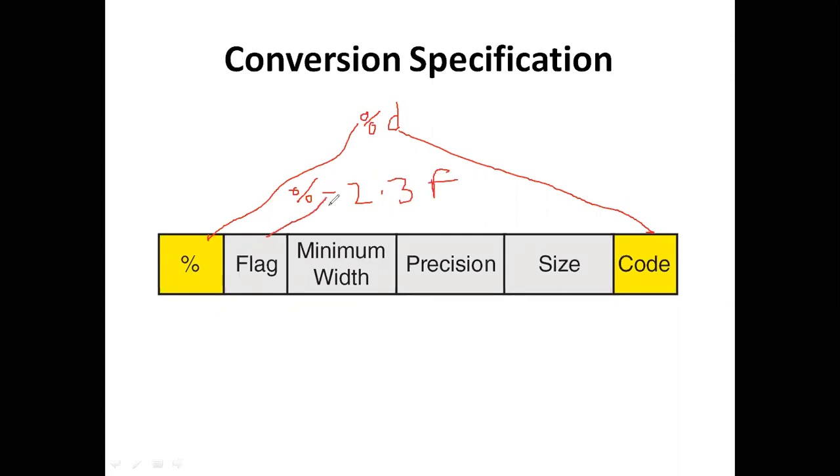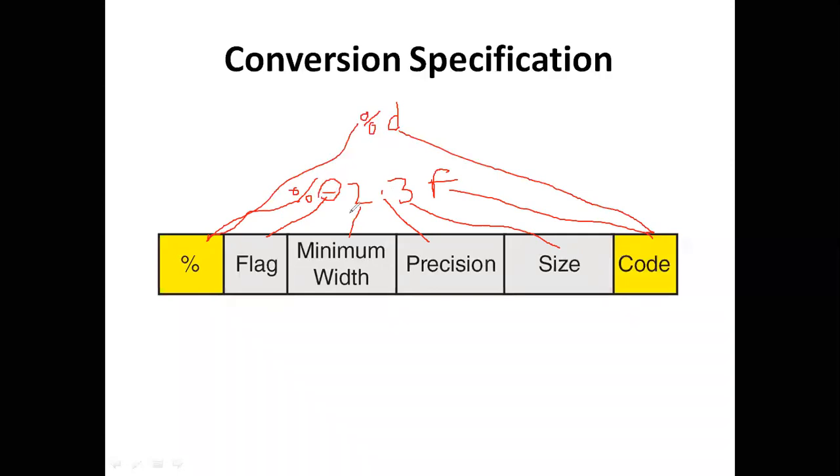This one we are calling a flag. This one we are calling minimum width, and this one we are calling precision. And this one we are calling size. And this one we are calling code. And this one we are calling percentage. And now we are going to see the purpose of the different types of flags we have.